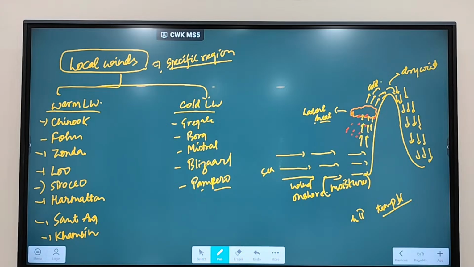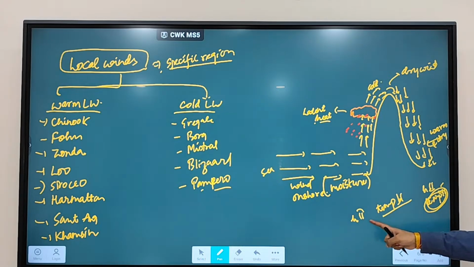Cold and dry wind. But when this cold and dry wind comes near to the surface, what will happen? As you are coming down, as height decreases, temperature will increase. So the wind that is coming on the other side of the mountain becomes which type of wind? Warm and dry wind, because this cold wind's temperature will increase as it comes down.